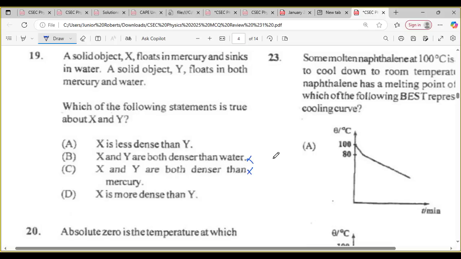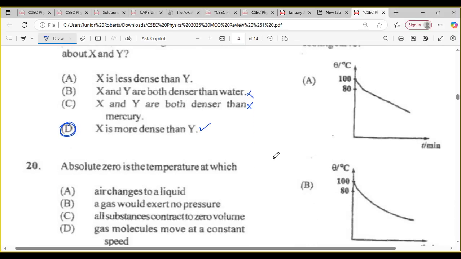So let's see now. X floats in mercury and sinks in water, but Y floats in both. So therefore, this would be true, because X floats in the mercury and sinks in the water, so it is dense. Y floats in both, so it's going to be less dense. So X is more dense than Y. So our answer, confirmed, would be D.